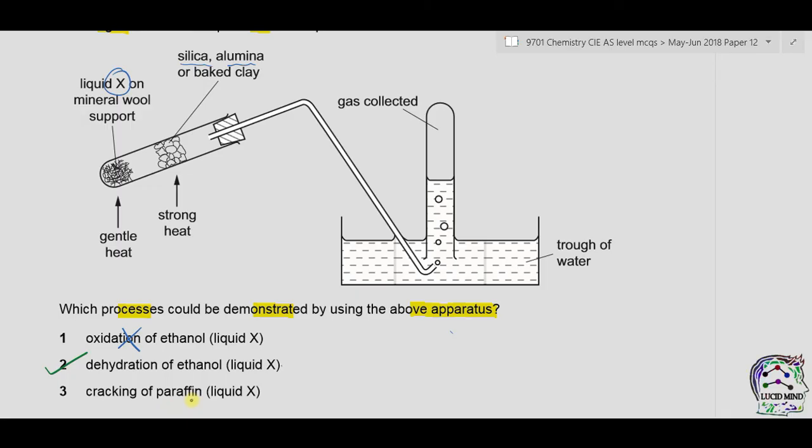Option 3 is cracking of paraffin. Now cracking means converting long chain hydrocarbons, which is paraffin, into shorter chains. Now this is possible if it is heated in the presence of these compounds, so option 3 is correct. The shorter chain hydrocarbons formed are insoluble in water, so they can be collected over water. As options 2 and 3 are correct, the answer is C.